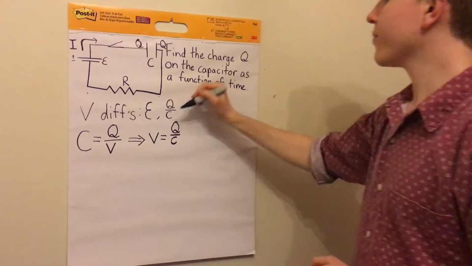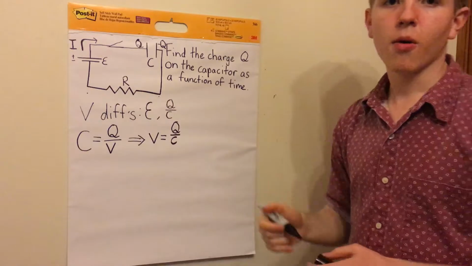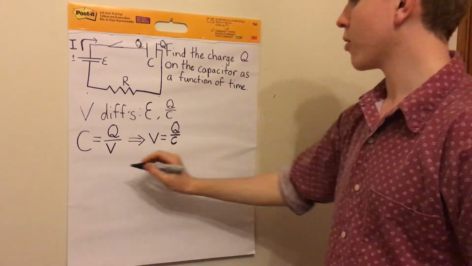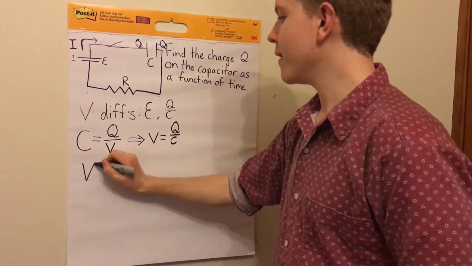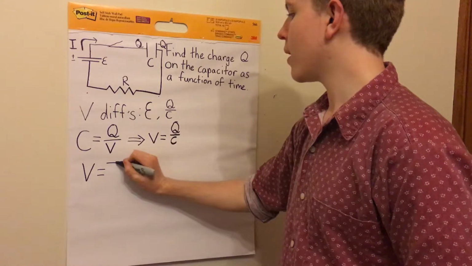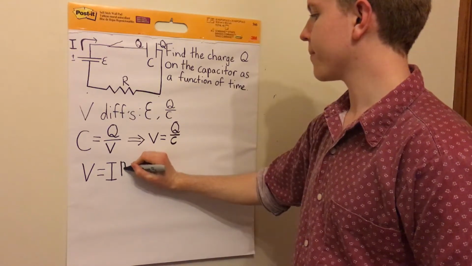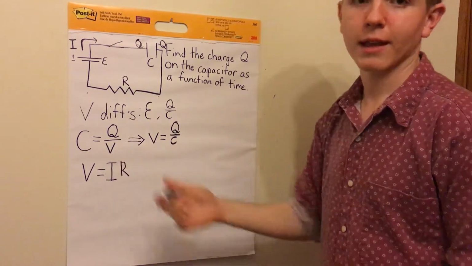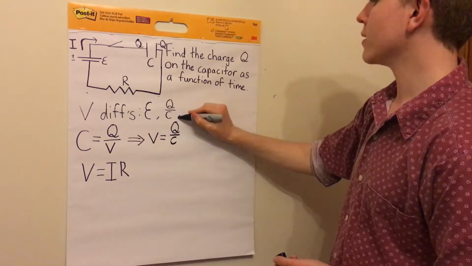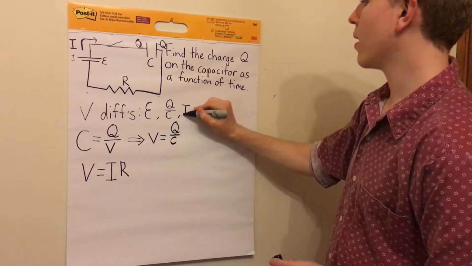And lastly, across the resistor. Well, we know by Ohm's law that V equals the current I times the resistance R. And that's our voltage difference. So let's write that in as well. I R.